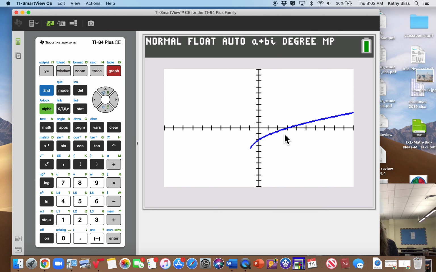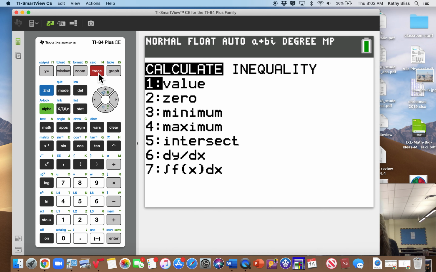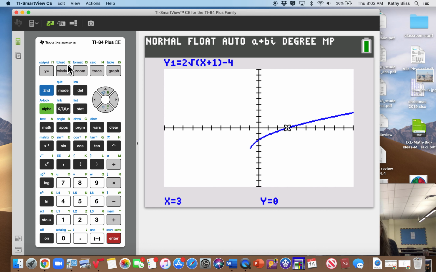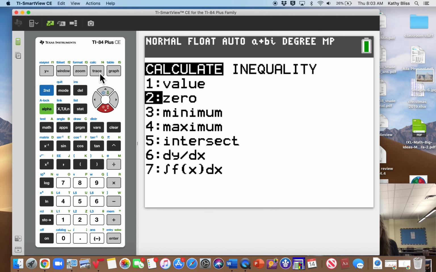That makes sense too. So here, when I look at my graph, it looks like it crosses right here at 3, and I can double check that by doing second calc. I can do my guess, and I can do the value is at, when I have 3 is at 0, and it says yes. The other way I could have done this is when I look at this, I can do my 0 value, right?